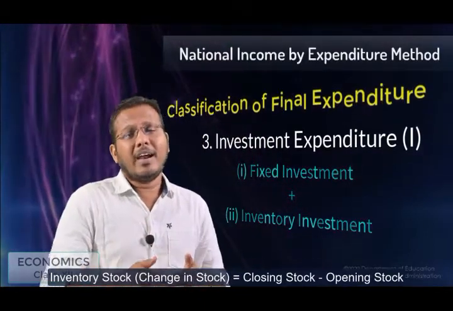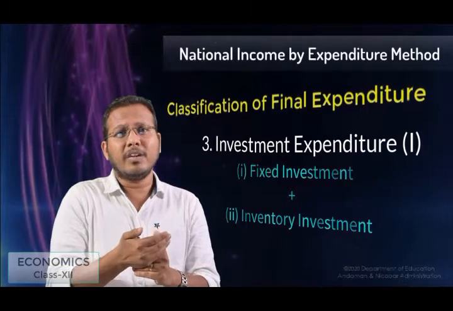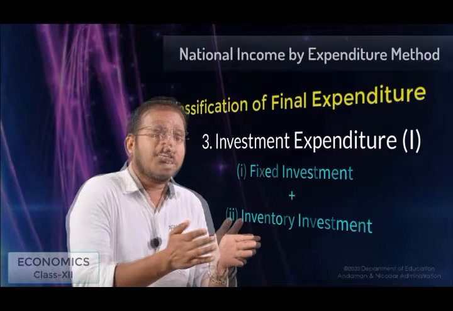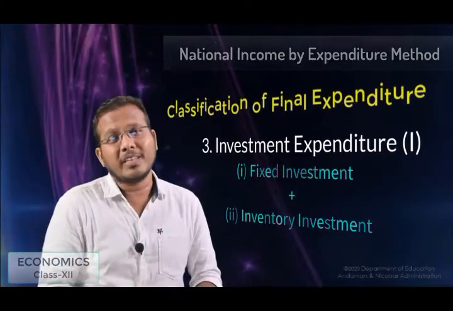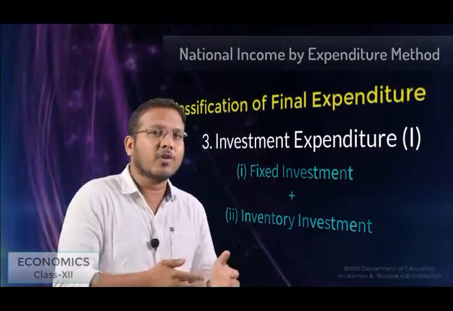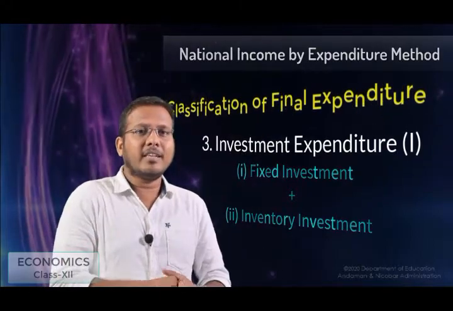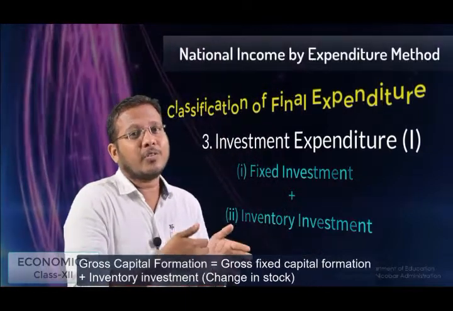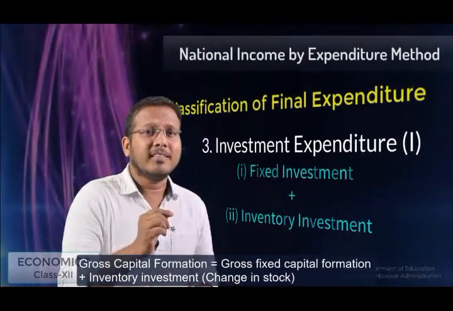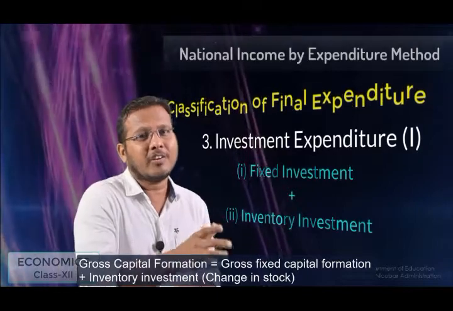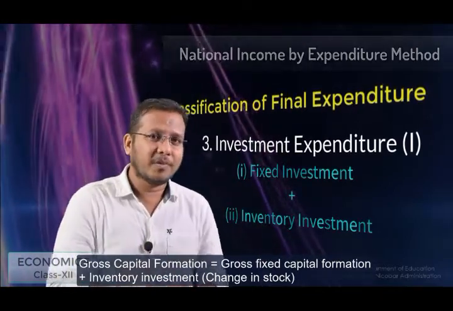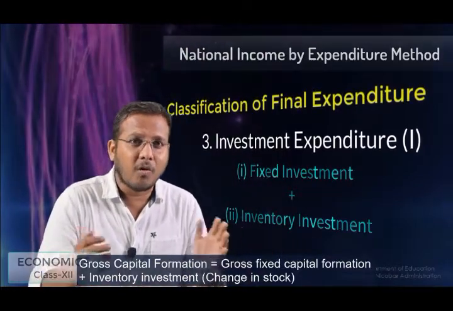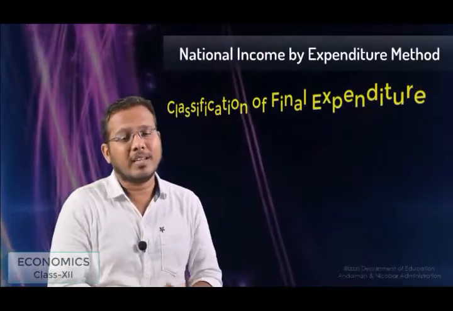So here when we add the fixed investment with the change in investment, we get the value of investment expenditure. As I told you one more thing, that the investment expenditure can also be said to be the capital formation or the gross capital formation. So how we will get the gross capital formation value? The gross capital formation will be equal to the gross fixed capital formation plus change in stock or inventory investment. So by adding these together, we get the value of investment expenditure, that is the value of I.